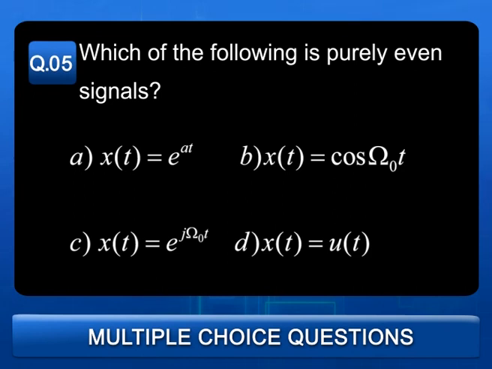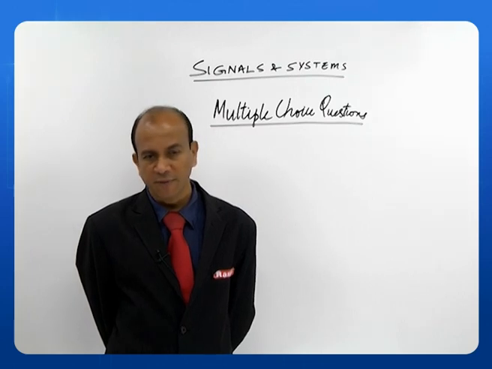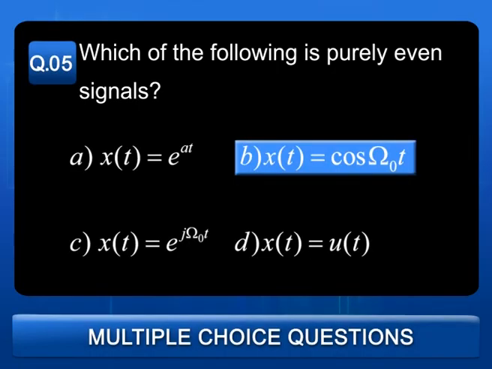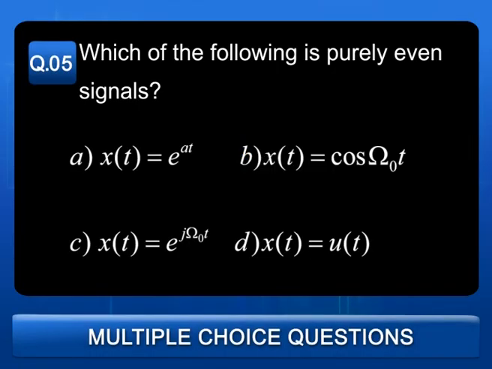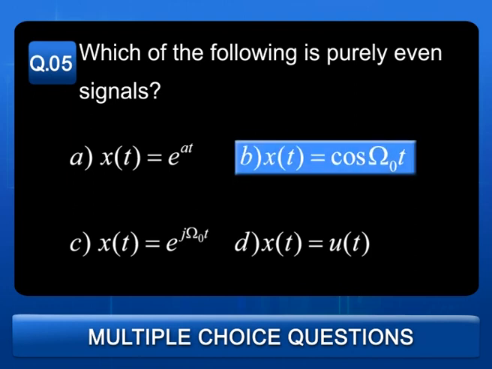Fifth question: which of the following is a purely even signal? The choices are A, x of t is equal to e to the power of at. B, x of t is equal to cos omega naught t. C, x of t is equal to e to the power of j omega naught t. D, x of t is equal to u of t. Which of them is a purely even signal? The answer is x of t is equal to cos omega naught t.